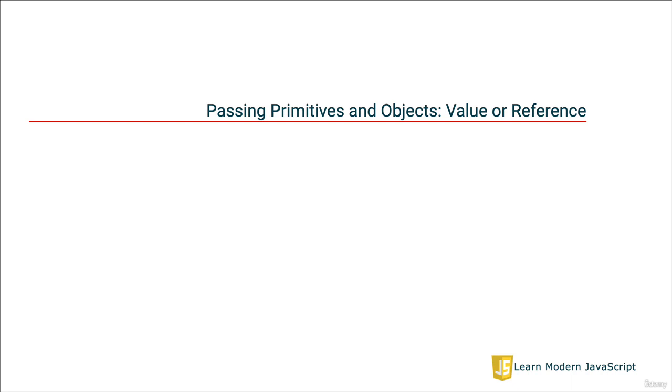Well, the answer is simple, but it can create some confusion. In JavaScript, all things are passed by value. But in the case of a variable that stores an object, as opposed to a primitive value, the value that is passed is actually a reference to that object. So let's elaborate on this by looking at some code.